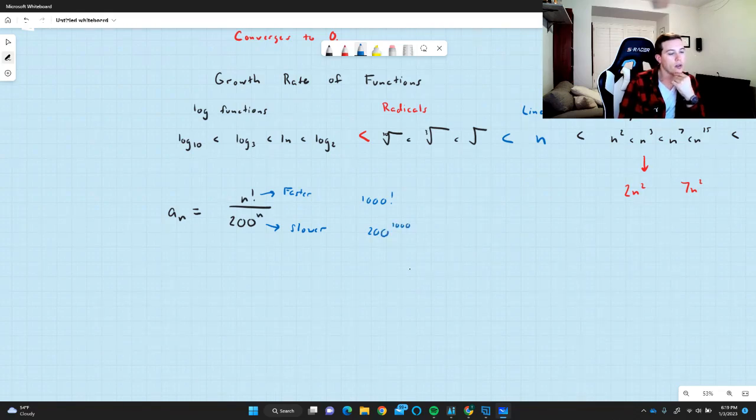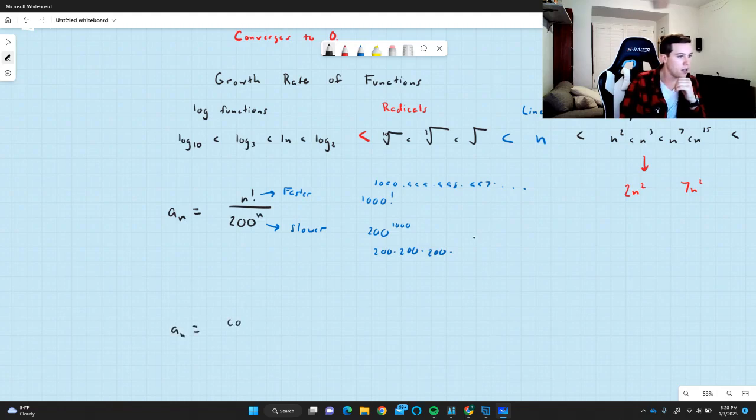Here's why. 200 to the 1,000th is 200 times itself 1,000 times. 1,000 factorial is 1,000 times 999 times 998 times 997, on and on and on. Look at how many bigger numbers we have in this top one as opposed to this bottom one. So, yes, factorial, once you go to infinity, is faster growing, for sure. Okay, so the idea here is, can you look at the growth rates and compare them? So, not too bad. One more thing we got to talk about is, technically 2 more things. 2 special cases and we're done.